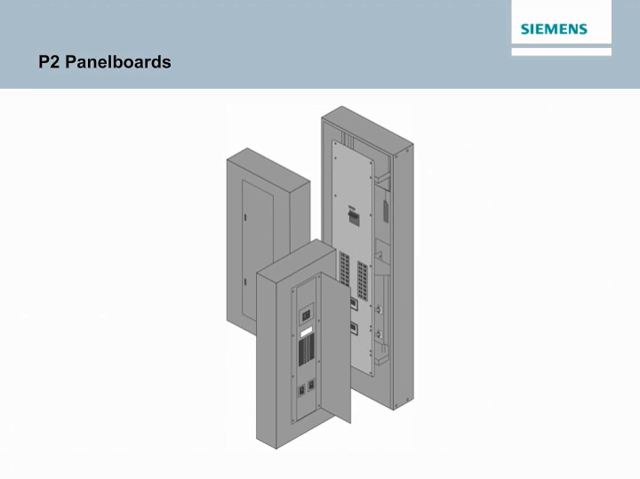The standard busing for all P-series panel boards is temperature-rated, tin-plated aluminum. Various busing options are available and will be shown later in the course. P2 panels are available in 18, 30, 42, 54, 66, 78, and 90 circuit configurations. Blank unit space can also be added, if needed, to allow for future expansions or modifications.